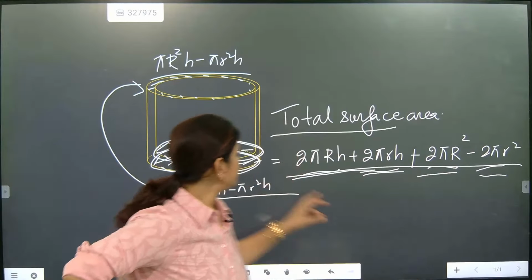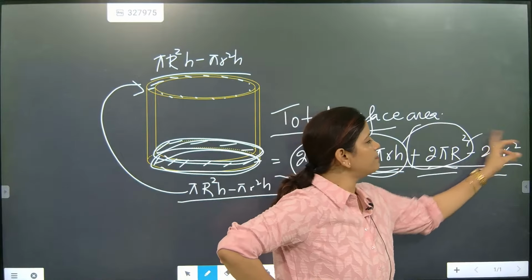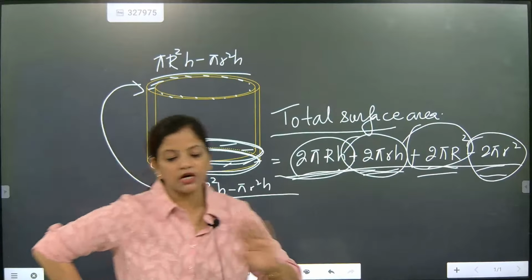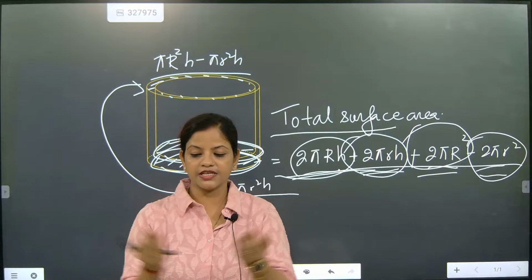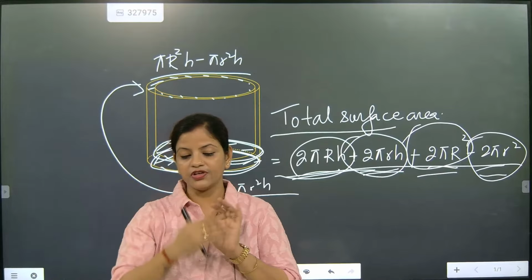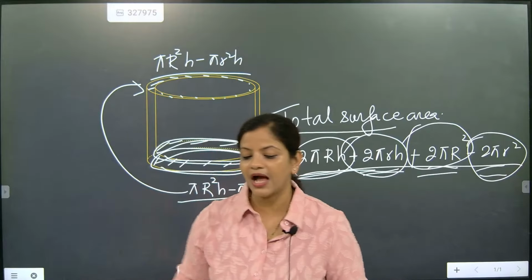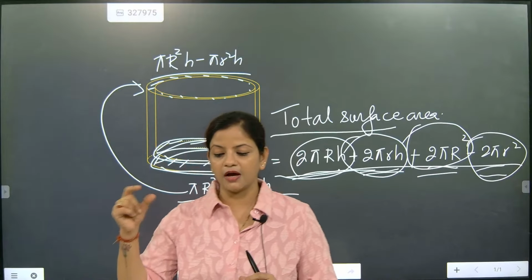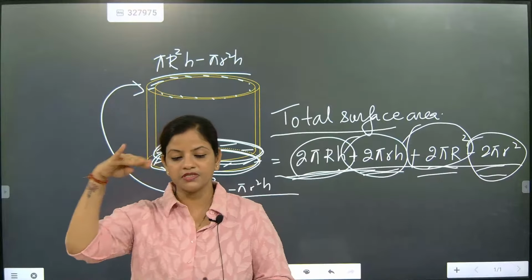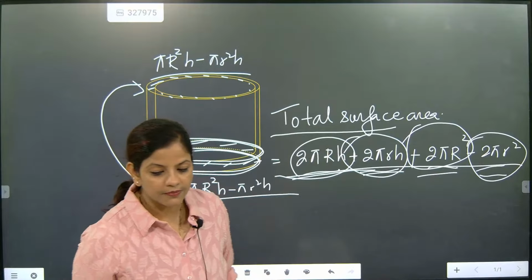Fine, now listen. So 2 pi rh plus 2 pi rh plus 2 pi r square will become the total surface area. For the curved surface area, we need only the first section, the inner and outer surface. But for the total surface area, we include the upside, the downside, and the entire inner and outer region. That will become the total surface area.